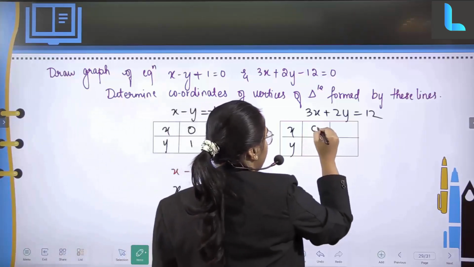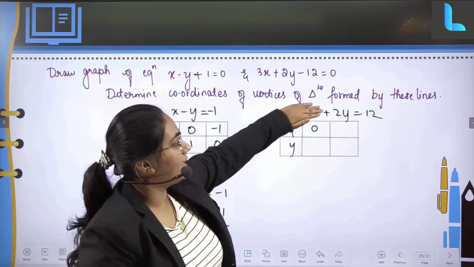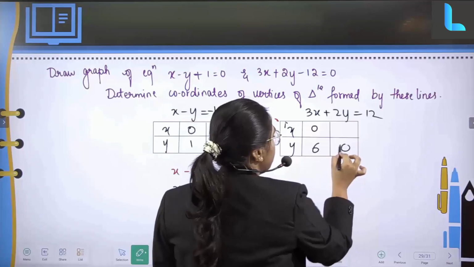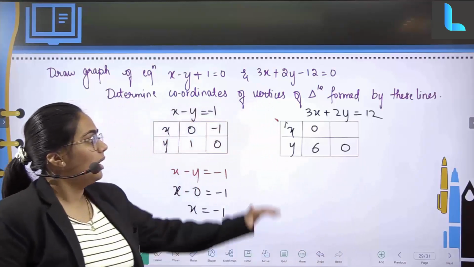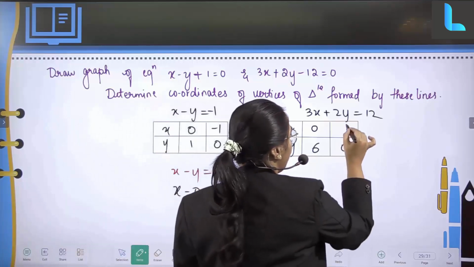So now over here, if I put x is equal to 0 for this equation, what does it become? y is equal to 12 upon 2, which is going to be equal to 6. Similarly, y is equal to 0, x is going to be equal to 12 upon 3, which is going to be equal to 4.